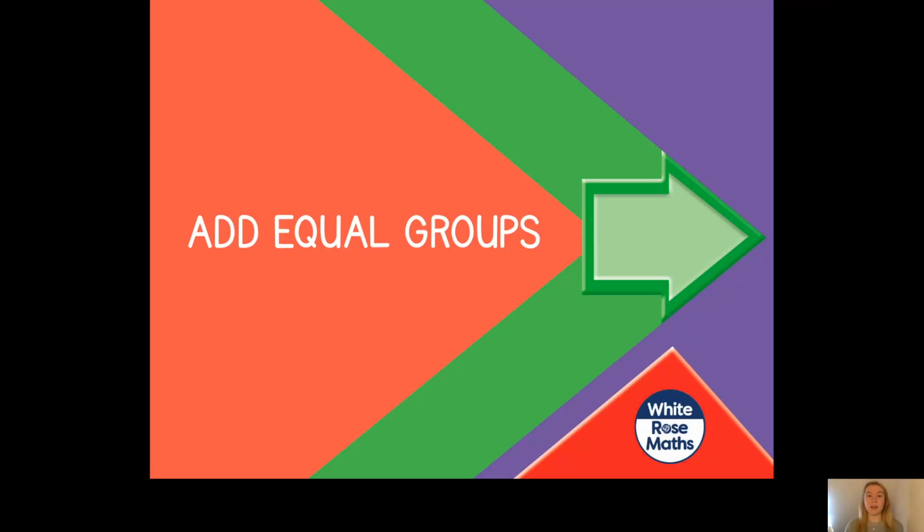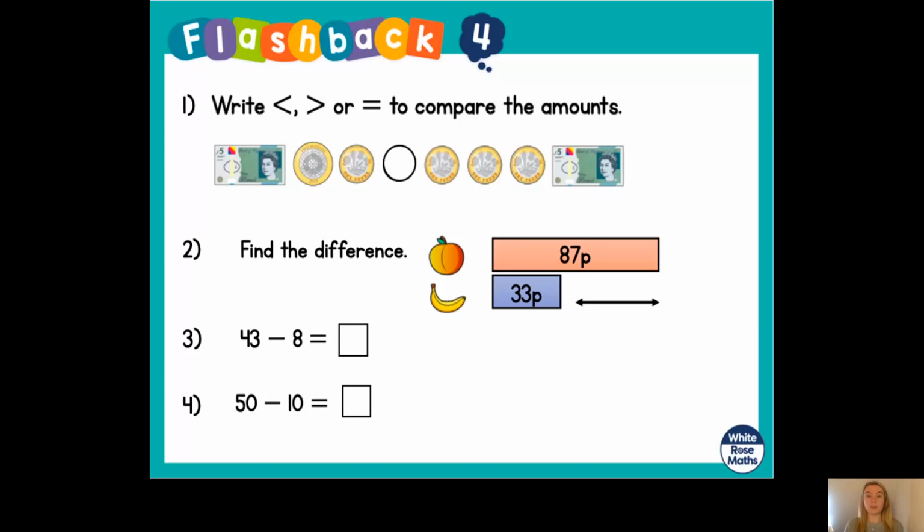Now, here's your flashback. So you'll recognise this from class. We've done these quite a lot. There's four questions. In the first question, you need to count the money on each side and decide if you need the less than, the more than, or the equals to sign. Now, in the second one, you need to find the difference. So a mango is 87 pence and a banana is 33 pence. Now, if we're finding the difference, are we going to use an addition number sentence or a subtraction number sentence?